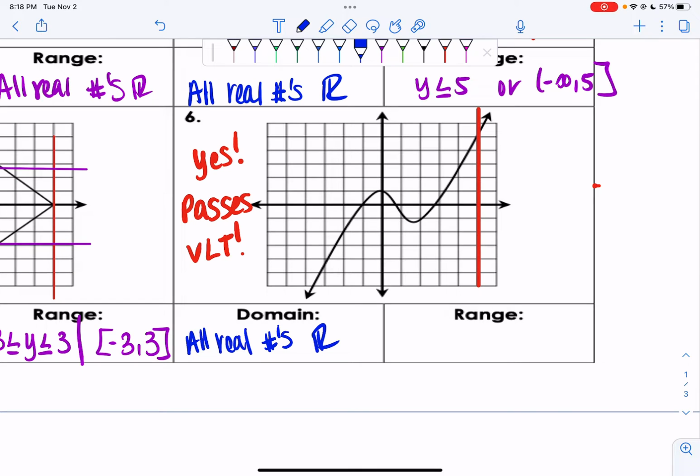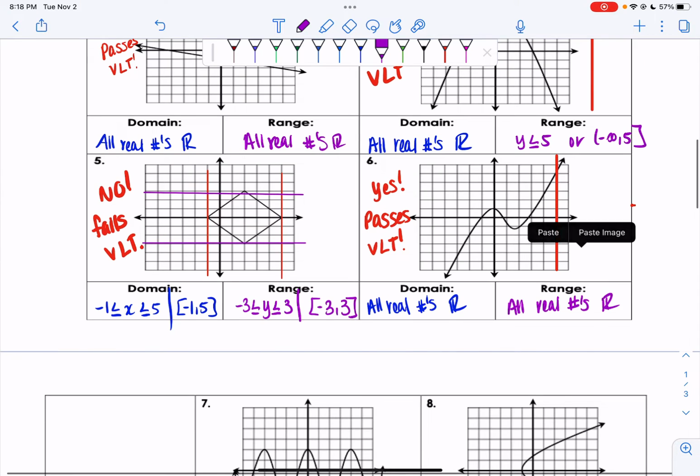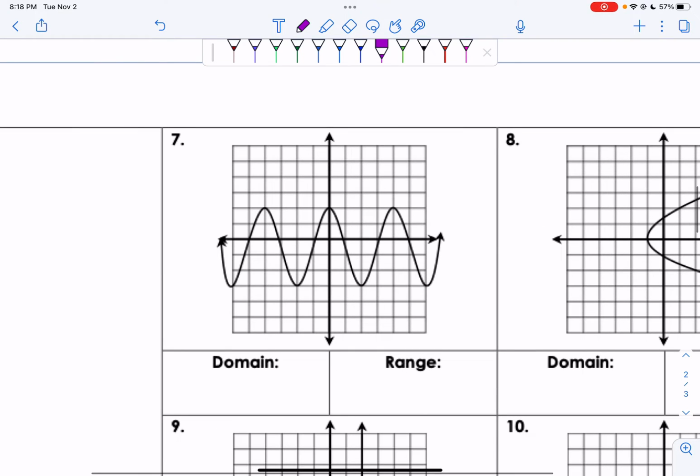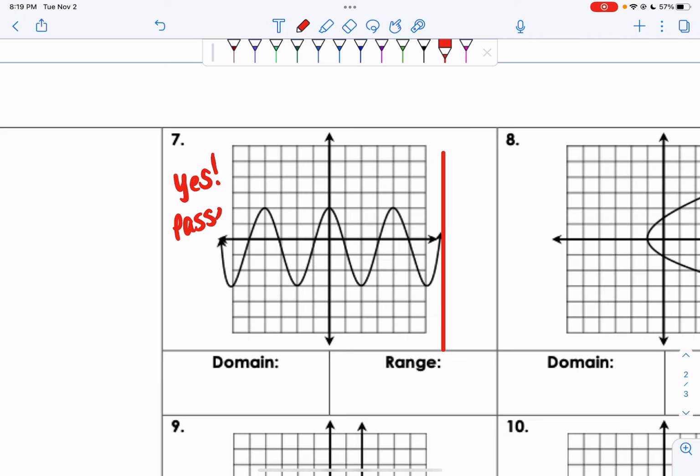And I can also say my range is all real numbers. Now let's go on to our next page. Let's look to see if it's a function. I move my vertical line across my graph, and I always only hit it once. So yes. And it passes the VLT.